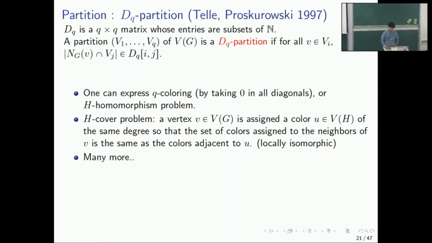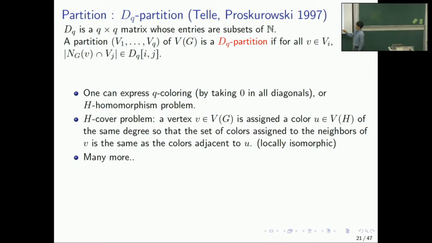And the other set of problems is the DQ partition problem, where you have a Q by Q matrix, where each entry is a subset of the non-negative integers. So it's like a generalization of the sigma-rho set. But now you look at a partition, and a partition of the vertex set is a DQ partition if for every vertex in Vi, the number of neighbors in Vj is certified by the set in the D(i,j) entry.